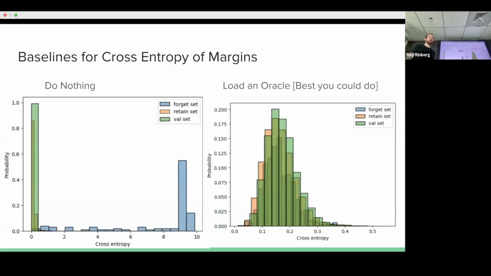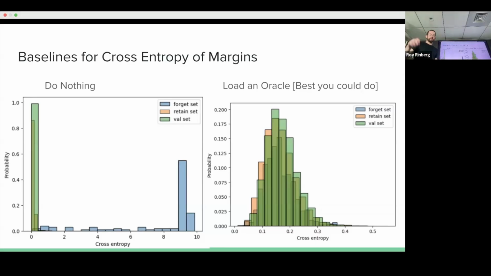1 isn't a special number. The point is that 10 is bigger than 1. For the rest of the talk, you'll be dealing in the range of 0 to 12 roughly. And then this is the oracle. What if you just compared one of these perfectly retrained models to the distribution? It's not 0 because there is a difference, but they're all basically very small numbers from 0 to 0.5.